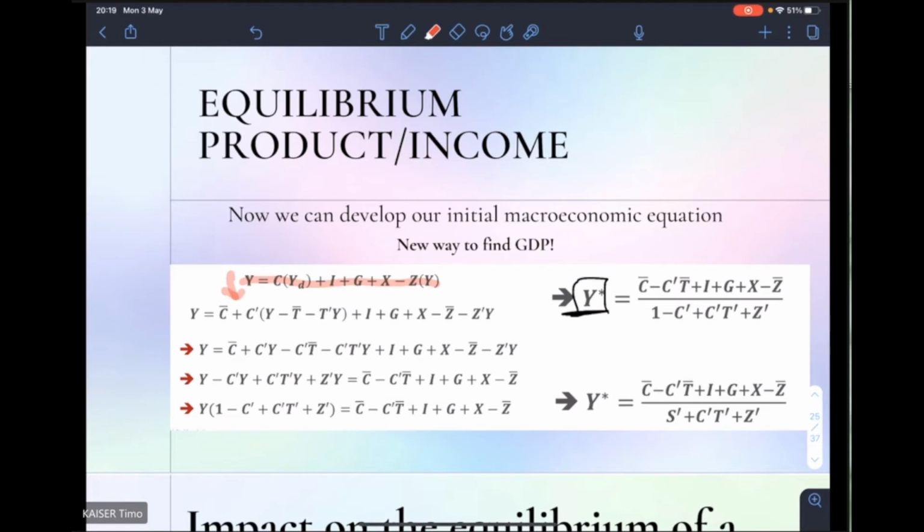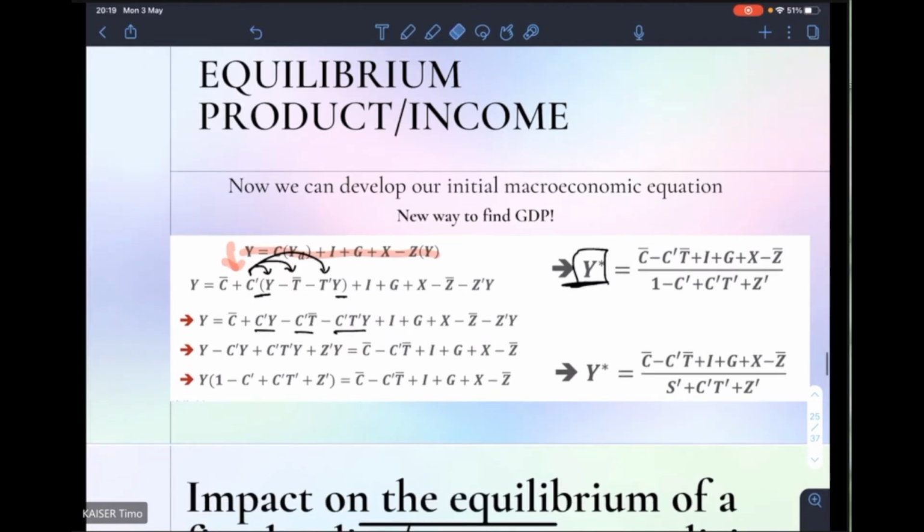So first we expand. What do we do then? The third thing is we just need to get rid of all these brackets. And it's just simple multiplication. You just multiply C prime with Y, C prime with T bar, C prime with T prime and Y. And then you will get these beautiful constructs. And now, what do we do now?